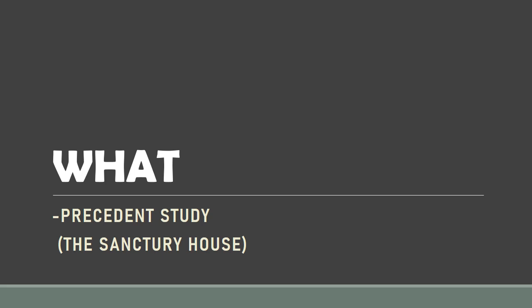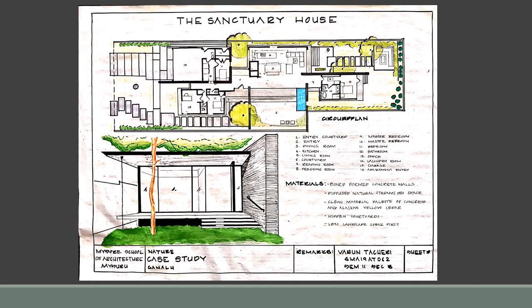The next one is What, which is the precedent study or the case study. The case study I have chosen for this is the Sanctuary House built by Feldman. The Sanctuary House is located in Palo Alto, United States. I've chosen this house because each interior space in this house is paired with its own landscape movement. The house allows the architecture and the landscape to flow into each other.